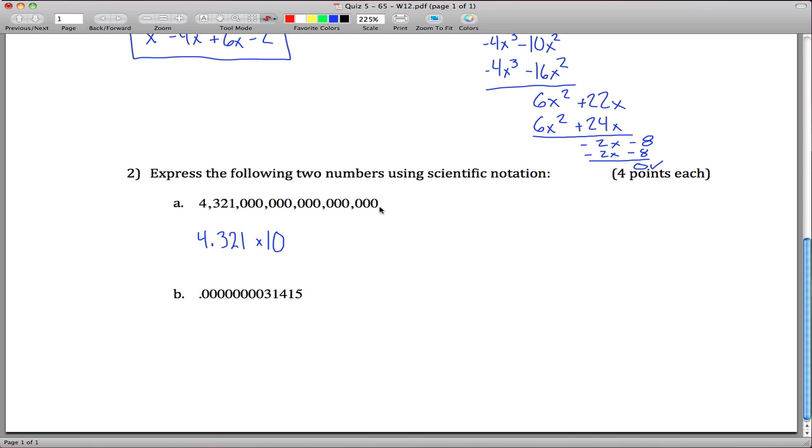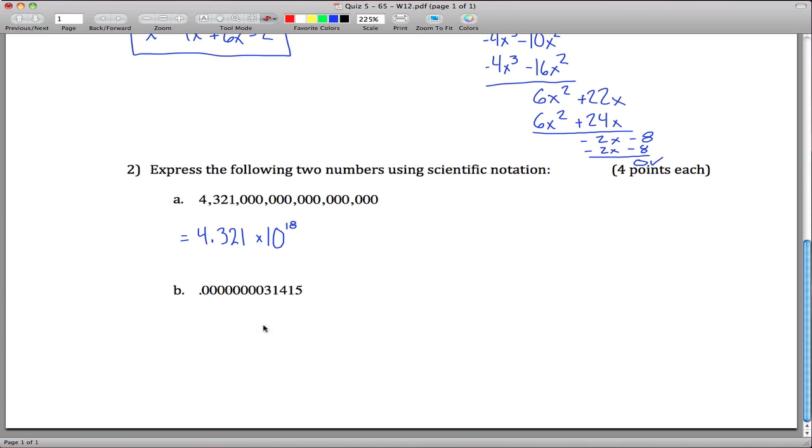How many tens? Well, I've got to move the decimal place from here all the way over to here. So I move it over 3, 6, 9, 12, 15. It looks like I move it over 18 times. Let me count: 1, 2, 3, 4, 5, 6, 7, 8, 9, 10, 11, 12, 13, 14, 15, 16. Yeah. So scientific notation is just that right there.